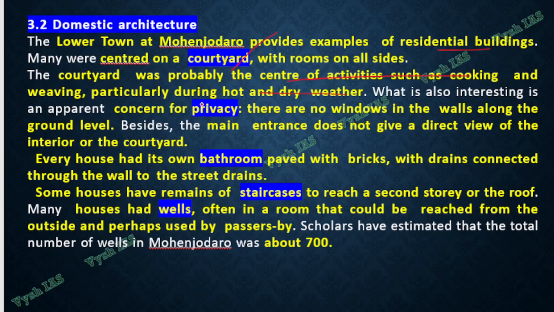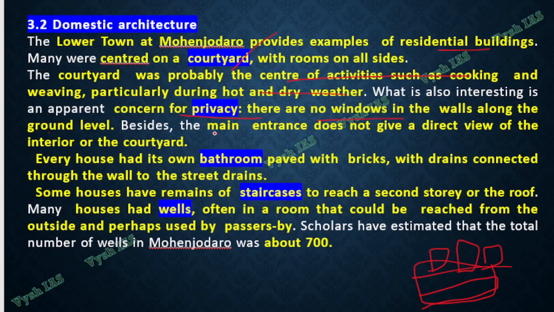And then for privacy's sake, there will be no windows in the wall along the ground level. That means, you have a multi-story house, maybe a 2-floor house. The windows are all in the upper floor only. Old houses, even now if you go and see, there will be such structures. In the ground level, there will be minimal or maybe no windows. So here they are telling no windows, so there is proper privacy for them. Nobody walking on the street can see what is happening inside.